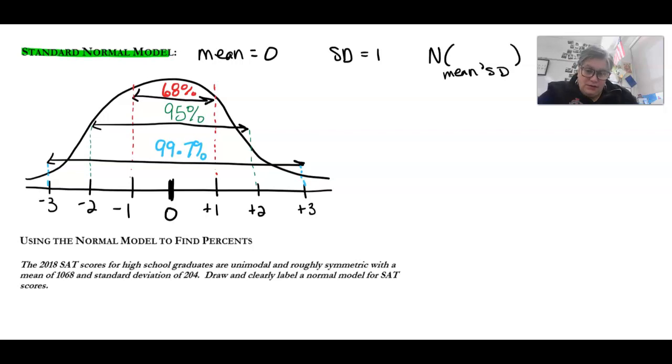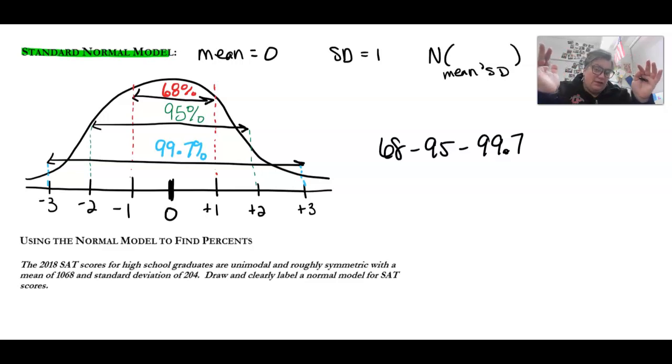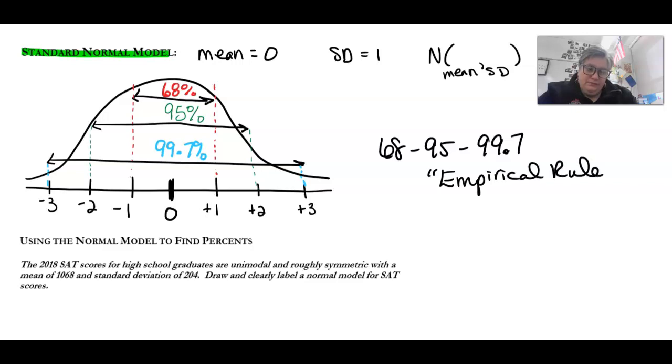Okay, and so this is called the 68, 95, 99.7% rule. So 68% of your data is within 1 standard deviation, 95 is within 2, 99.7 is within 3. That means there is something on the outside. You will see some textbooks that call this the empirical rule, but we're going to focus on 68, 95, 99.7.